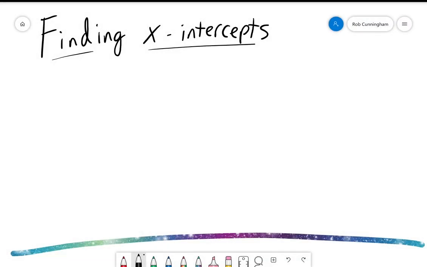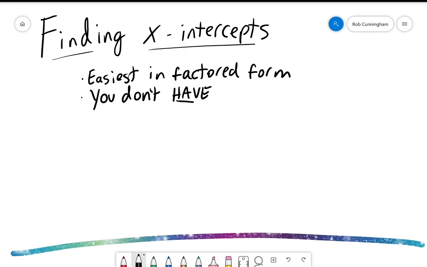In today's video, we are going to talk about finding x-intercepts. Now, the nice thing about finding x-intercepts, like finding y-intercepts, is that there is one method that will work for everything. Now, this process is easiest in factored form, for reasons that you'll see in just a few moments. However, you don't have to be in factored form. Okay, so let's talk about the actual method itself.